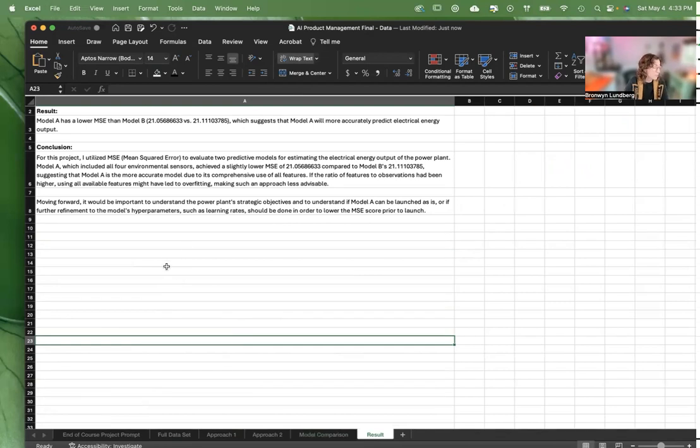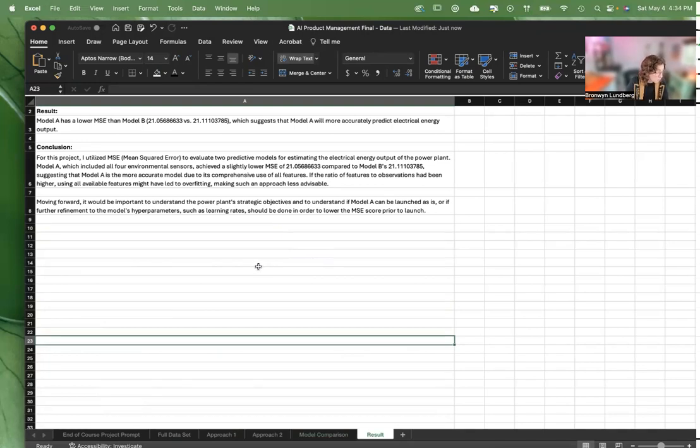So in conclusion, for this project, I utilized the MSE to evaluate the two predictive models for estimating the electrical energy output at the power plant. In model A, which included all four environmental sensors, which are features, we achieved a slightly lower MSE compared to model B, suggesting that model A is the most accurate model due to its comprehensive use of all the features. And if the ratio of features to observations had been higher, as I mentioned earlier, using all the available features might have had the issue of overfitting, which we want to avoid, which would make this approach less desirable. And then in that case, we might go with model B.